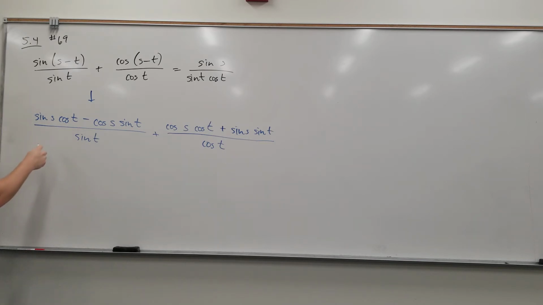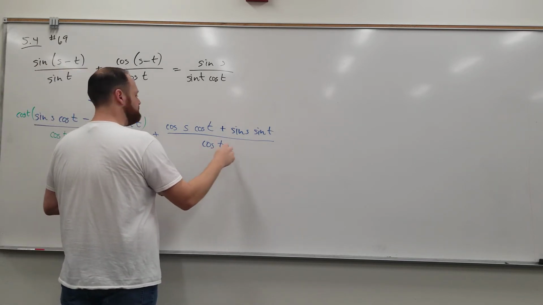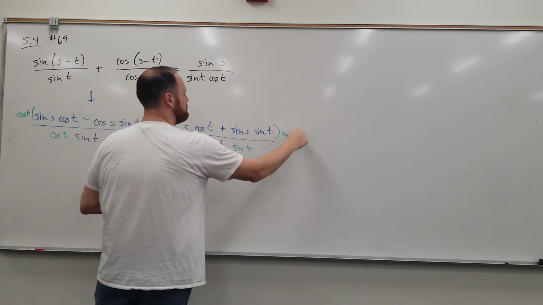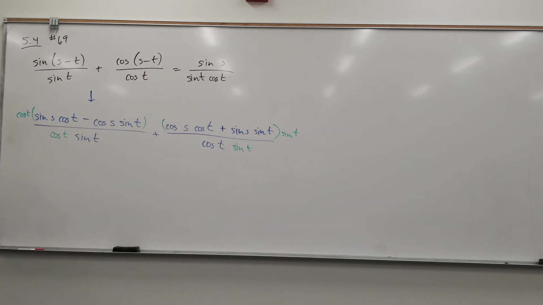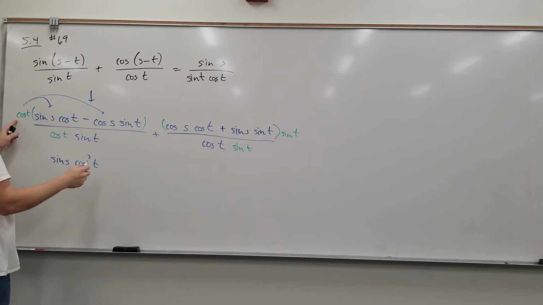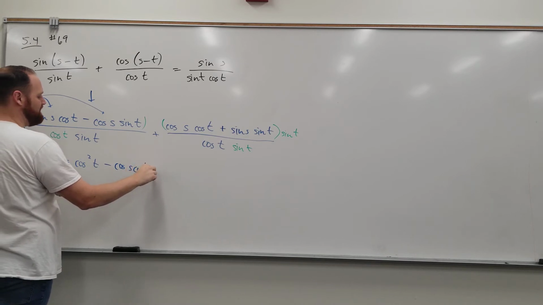Well, let's see. So if I multiply by cosine t here, and sine t here, now let's see what I get. So I've got sine s cosine squared t, right? When I distribute to that term. When I distribute to this term, I've got nothing nice. Cosine s cosine t sine t.